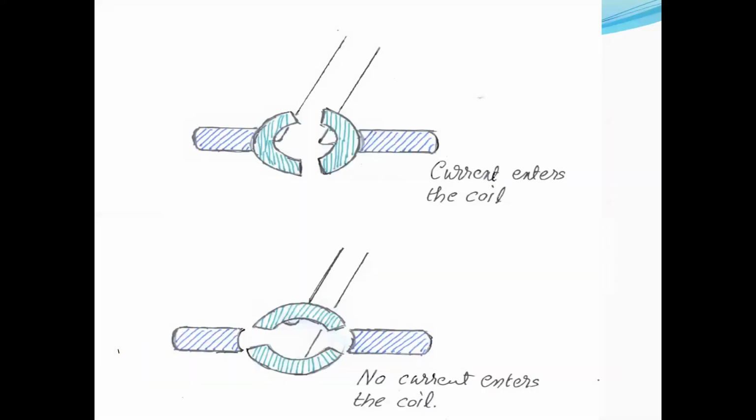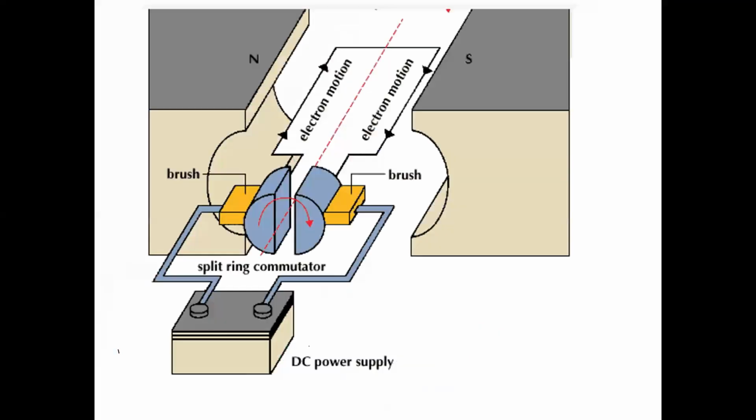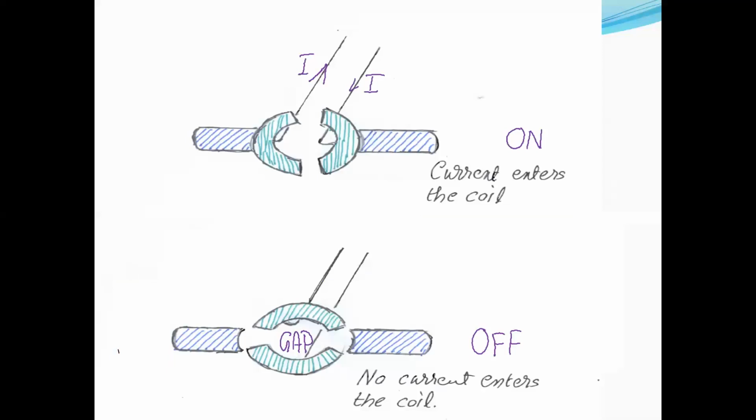The split ring commutator has two positions. In the first position, in the diagram, current enters the coil. But in the second position, look at the second diagram on the page, current does not enter the coil, because there is a gap.